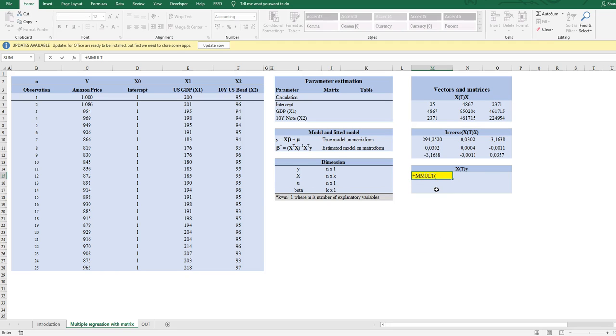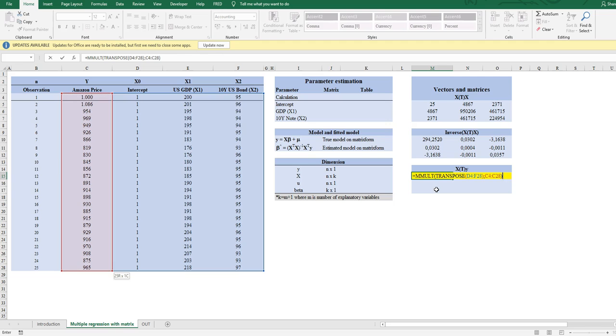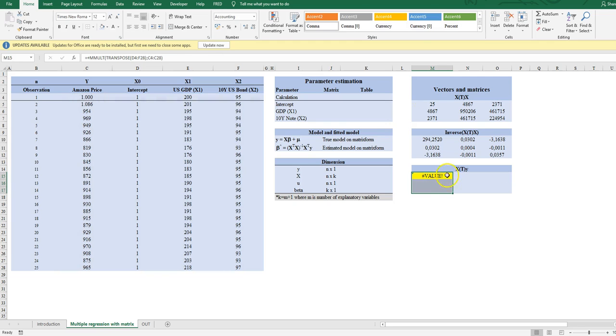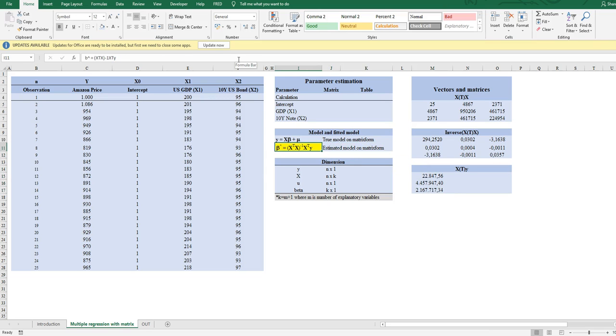MMULT of X transpose, this one, and calculate, multiply it with the Amazon price. Let's see if it was a 3 times 1. It was. So now I have the 3 major parts in the estimation formula.